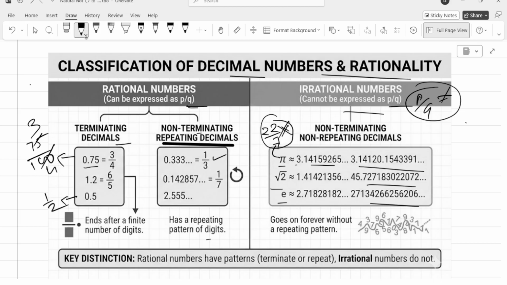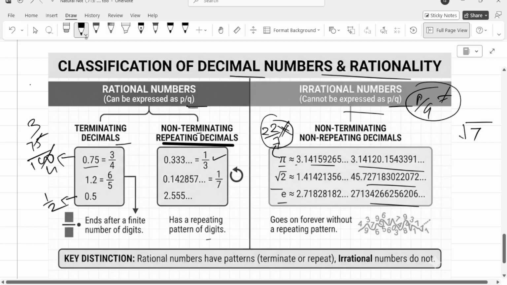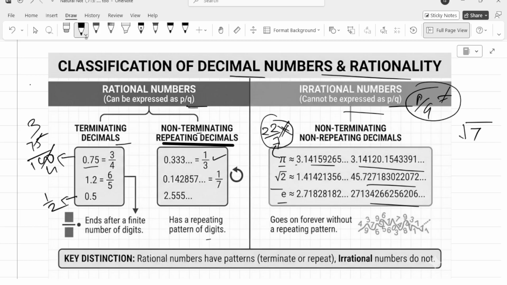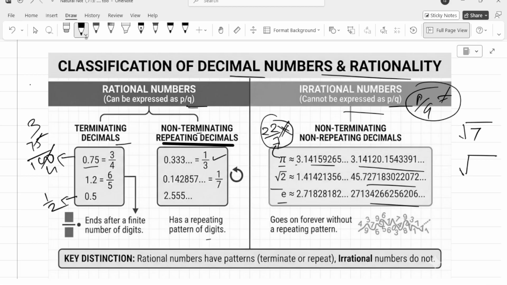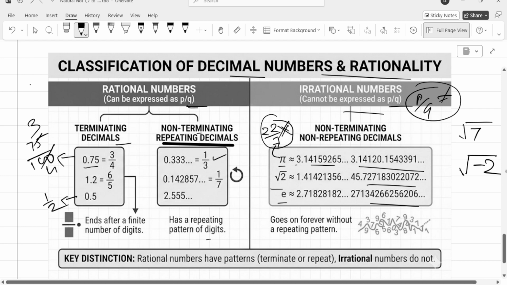Now you can tell me whether root 7 is a rational number or an irrational number, and what its properties are, and also explain. I already explained to you minus 2, is it rational or irrational, and what is imaginary? Explain in a comment below. I already explained everything, and I hope this video helps you understand classification of decimal numbers and rational and irrational numbers.